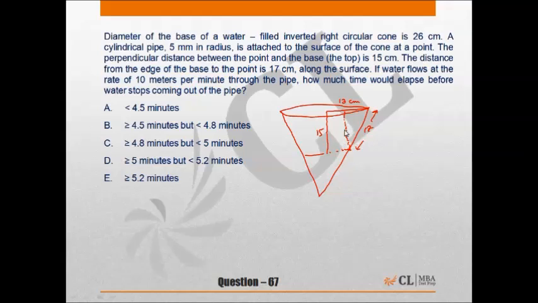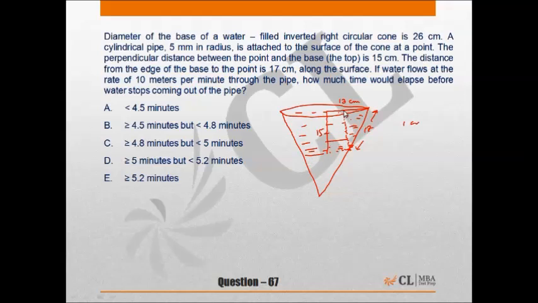If water flows at the rate of 10 meter per minute through the pipe, how much time would elapse before water stops coming out of the pipe? So basically we have to find the volume of this part of the cone, which can be treated as a frustum.